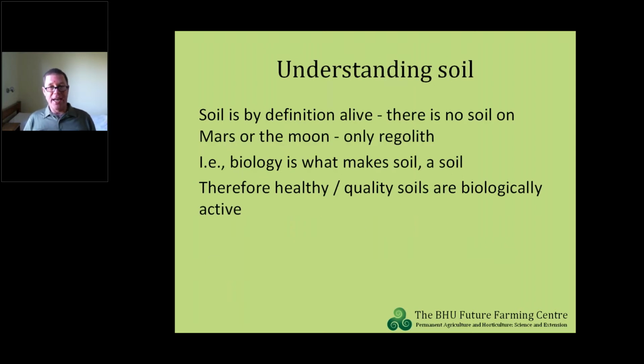The answer is lack of living plants. But to understand why that's important, we need to understand something more about soil biology and what soil is. By definition, soil is a living system. The guys at NASA talk about lunar soil or Martian soil. They're talking rubbish. There is no soil on Mars or Moon. There's only regolith, what's ground up rock. Fundamentally, biology is what makes a soil. And so ipso facto, a healthy soil is by definition a biologically active soil.